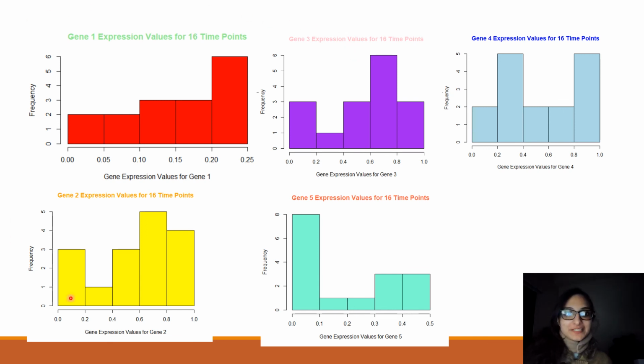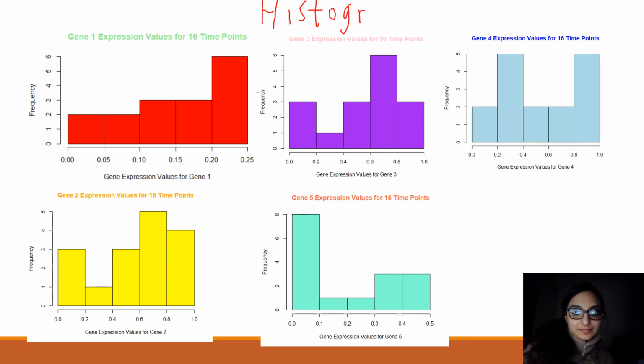And for all of these 5 different genes, for these 16 different time points in this example, we can sort of see what the typical gene expression levels are. So this is frequency, but what the y-axis is mainly measuring is the gene expression values and frequency. So these are histograms. This is known as a histogram. Each of these is a histogram.